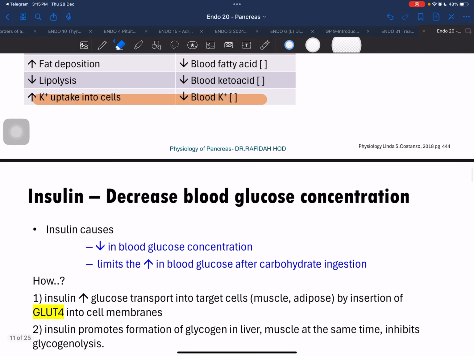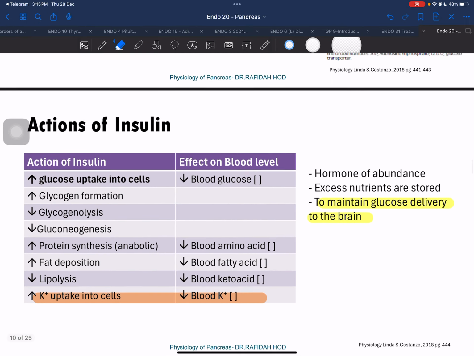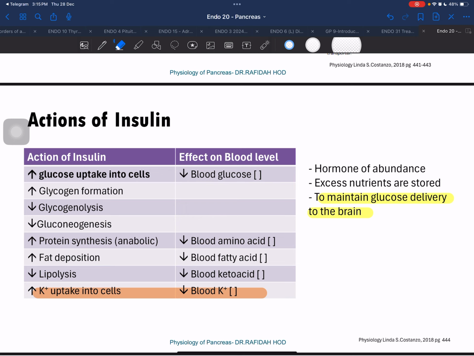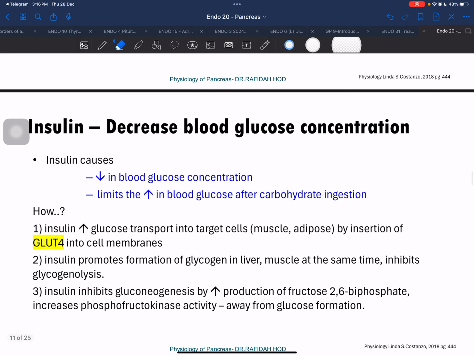Okay, how this is the main action of insulin, right? Dia nak reduce the blood glucose concentration. So one is reduce the blood glucose concentration, and the other one is actually to limit the increase in blood glucose after you take carbohydrate. So it's almost the same lah, kan? Almost the same, but actually it's not really. Sebab satu is to reduce the blood glucose, and satu tu they limit the increase. Kita makan akan naik juga blood glucose, tapi with insulin dia akan limit that increase.